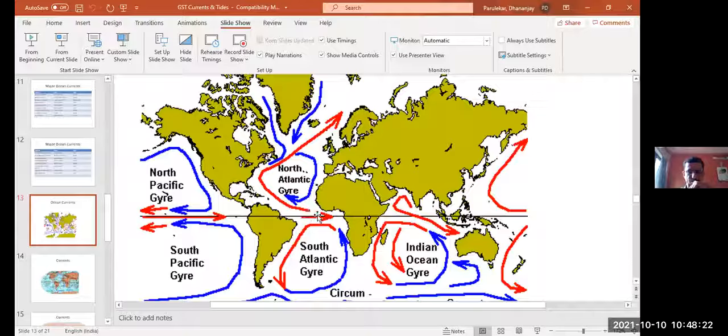Now, as I said, and as you all are aware, the heat energy is going to hit the equator more than the polar region. Yes or no? Yes, sir. Very good. If there is more heat here, will the water temperature increase or not? It will increase. Very good. When the temperature increases, what will happen? This water mass will definitely move away from the heat energy.